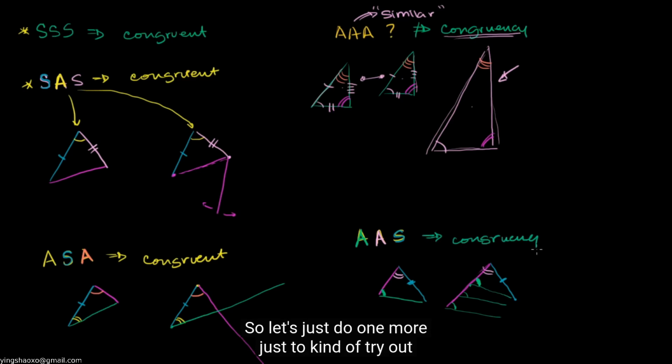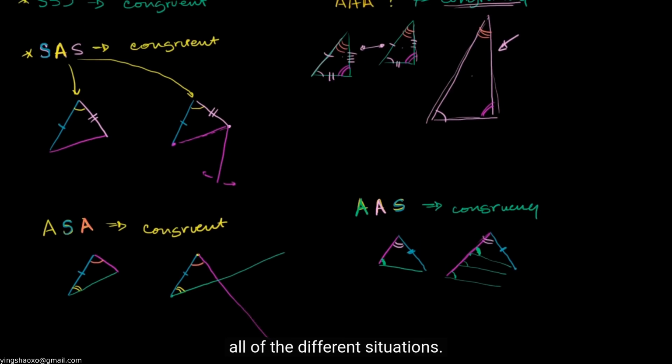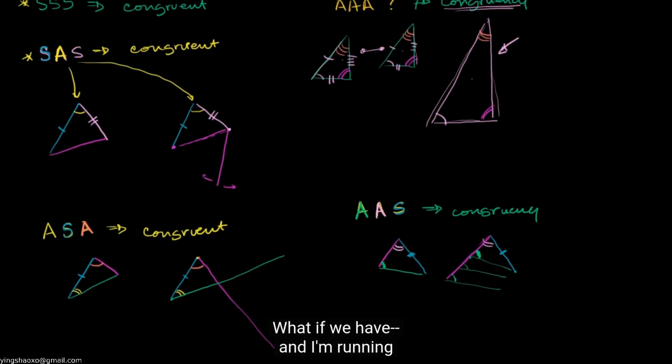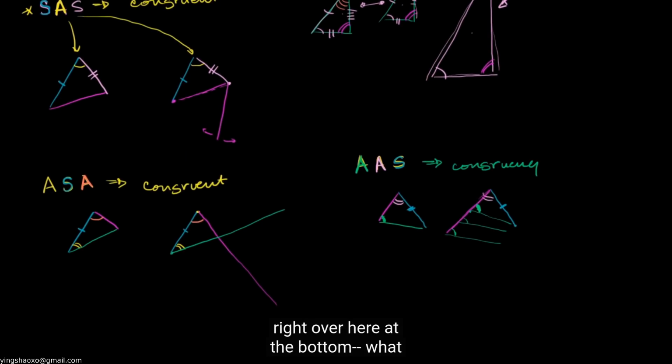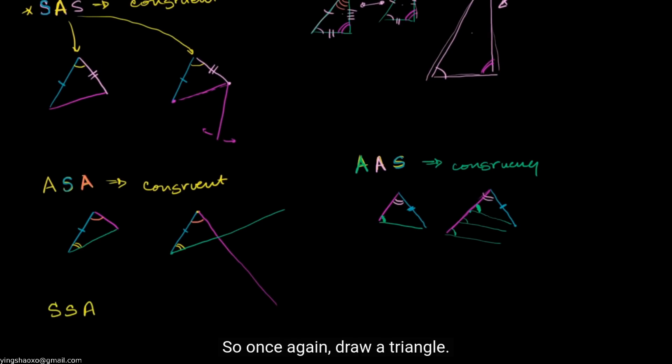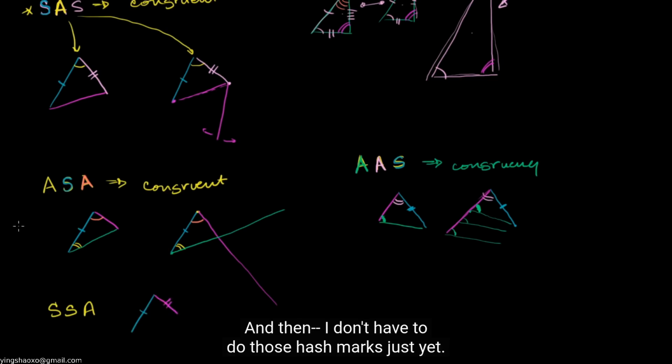So let's just do one more, just to try out all of the different situations. I'm running out of a little bit of real estate right over here at the bottom. What if we tried out side, side, angle? So once again, draw a triangle. It has one side there. It has another side there. And I don't have to do those hash marks just yet. So one side, then another side, and then another side.